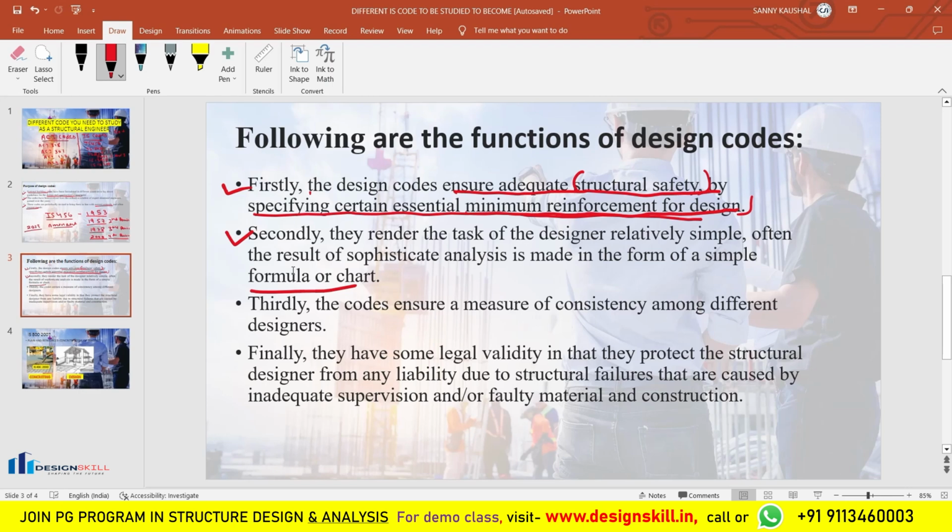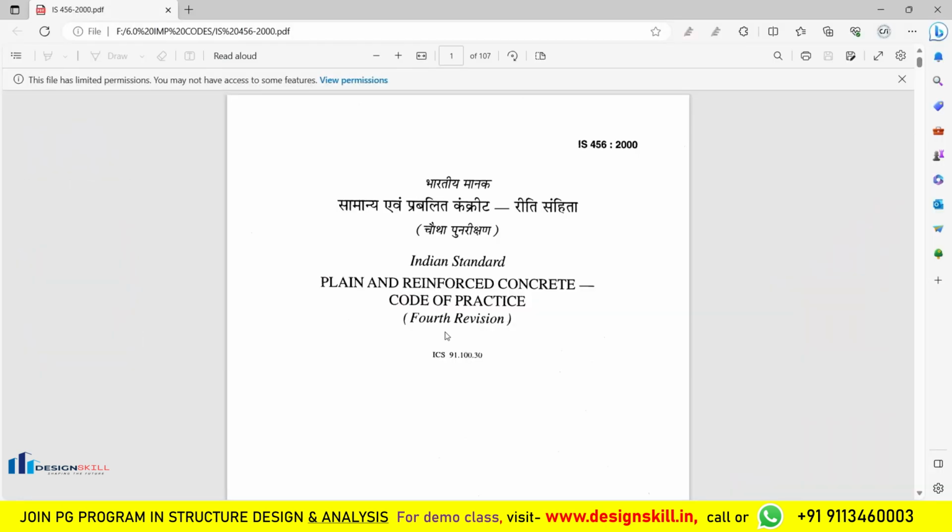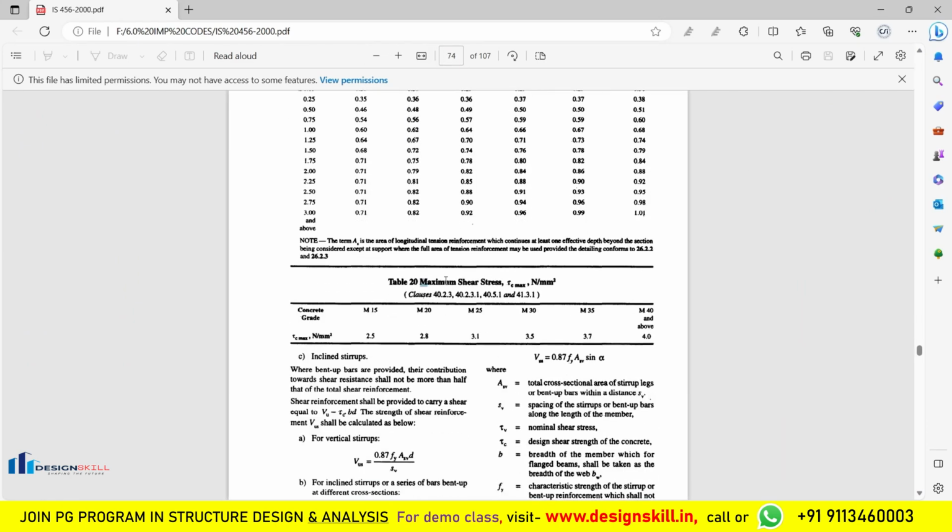Let's suppose, just as an example, that I require a tau_c max value for grade M20. I don't need to calculate the tau_c max value for grade M20. In the code it is given directly. You can refer to the IS 456 code and go to page number 24. You will find the maximum shear stress values, that is tau_c max, given for different grades, for M15, M20, M25 like that.